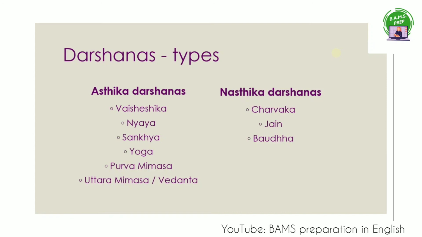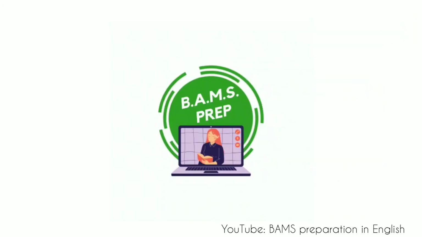Now, Darshanas are classified into two types, Astika and Nastika. Astika is mainly said to be Darshanas in which they believe the existence of God, and Nastika does not believe in the existence of God. The Astika Darshanas are Vaisheshika, Nyaya, Sankhya, Yoga, Purva Mimamsa, Uttara Mimamsa or Vedanta. And the Nastika Darshanas are Charvaka, Jaina and Bauddha. These are important topics, so we'll be seeing them in detail in the next video.